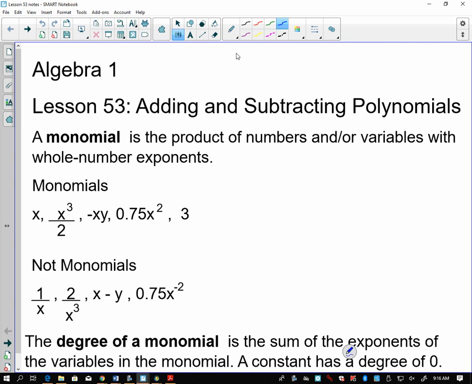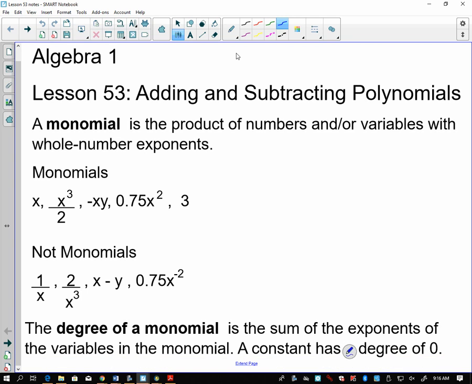Let's talk about degrees of monomials. The degree of a monomial is the sum of the exponents of the variables in the monomial. A constant has a degree of 0.